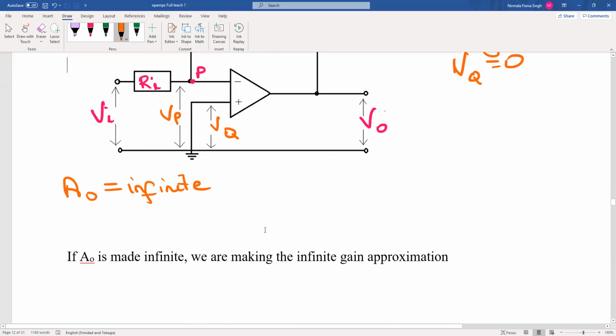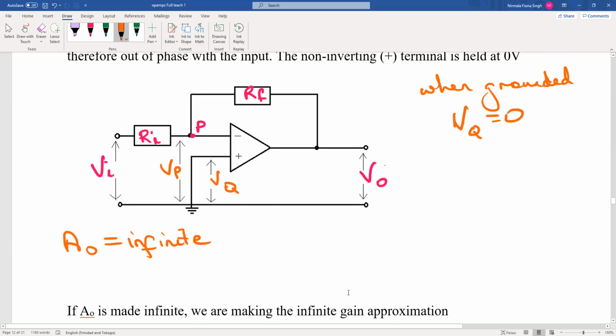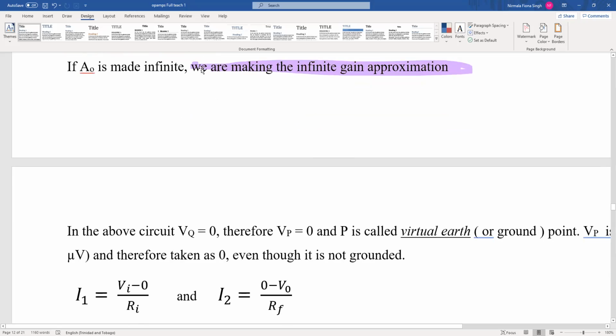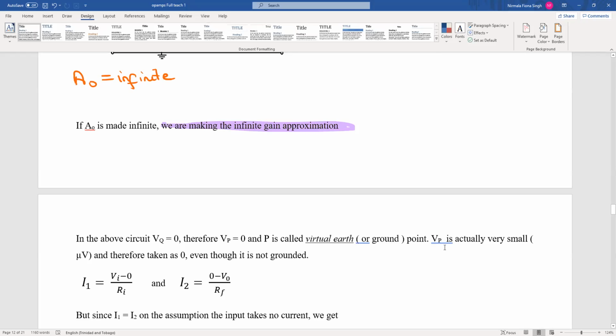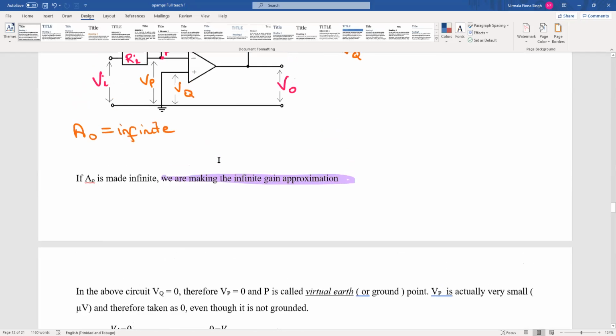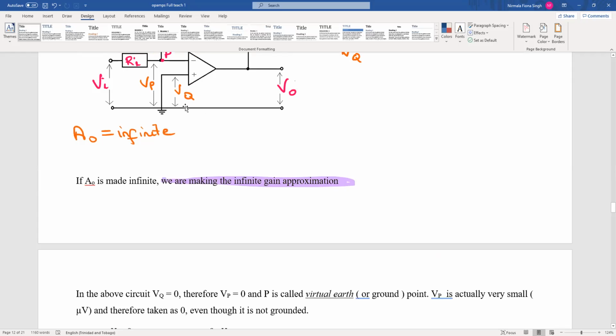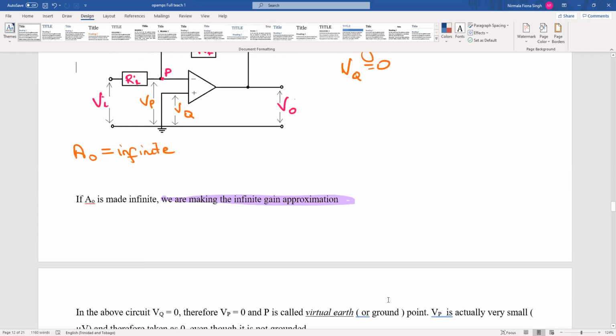So here we are going to assume that our amplifier is ideal, and we do something called the infinite gain approximation. By making the infinite gain approximation, we are assuming that our amplifier is ideal. So what that gives us, we can look at some terms here. In the above circuit, VQ is equal to 0 because it has been grounded. And VP is also equal to 0.